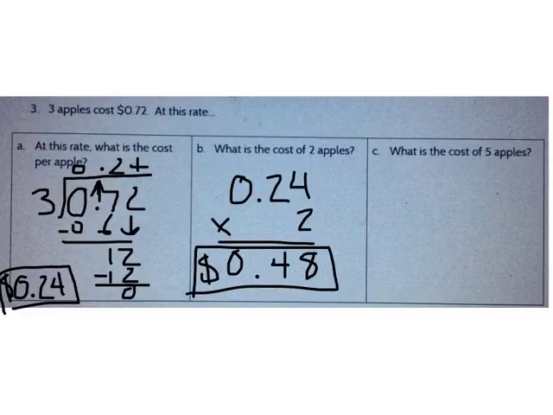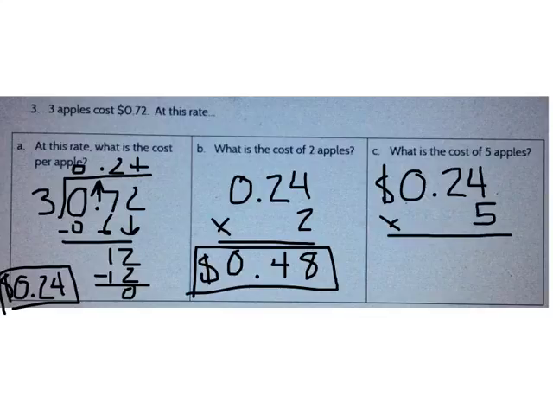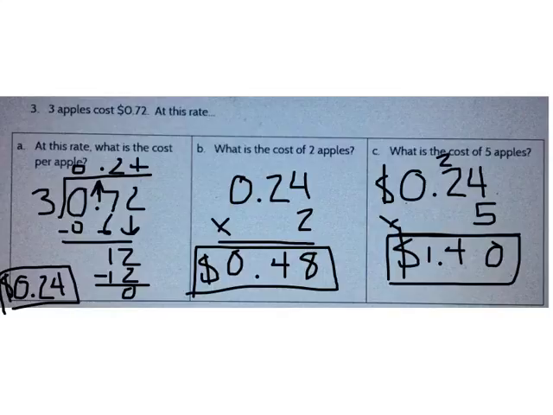What is the cost of 5 apples? Go ahead and find that now by multiplying 24 cents times 5. The cost of 5 apples is $1.40.